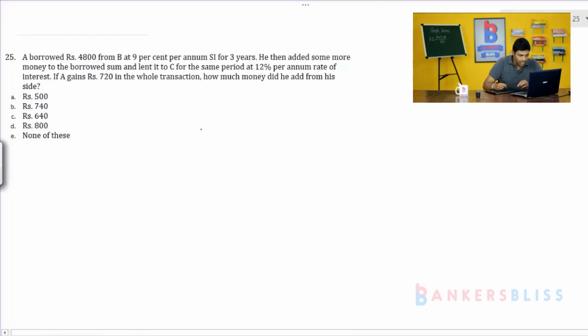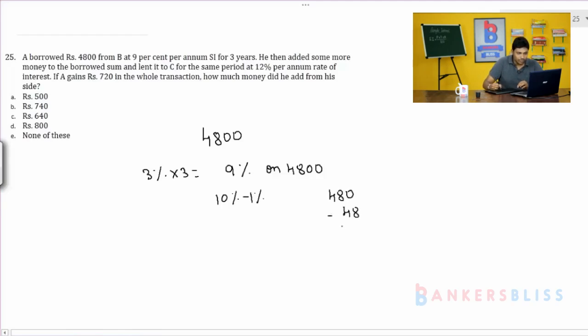So 4800 is the principal amount. I am gaining 3% for 1 year, so I have to calculate for 3 years. Therefore I gained 9% on the transaction of 4800. So 9% on 4800: 9% means 10% minus 1%. 10% is 480, minus 48. So 432 is the interest you got on 4800.